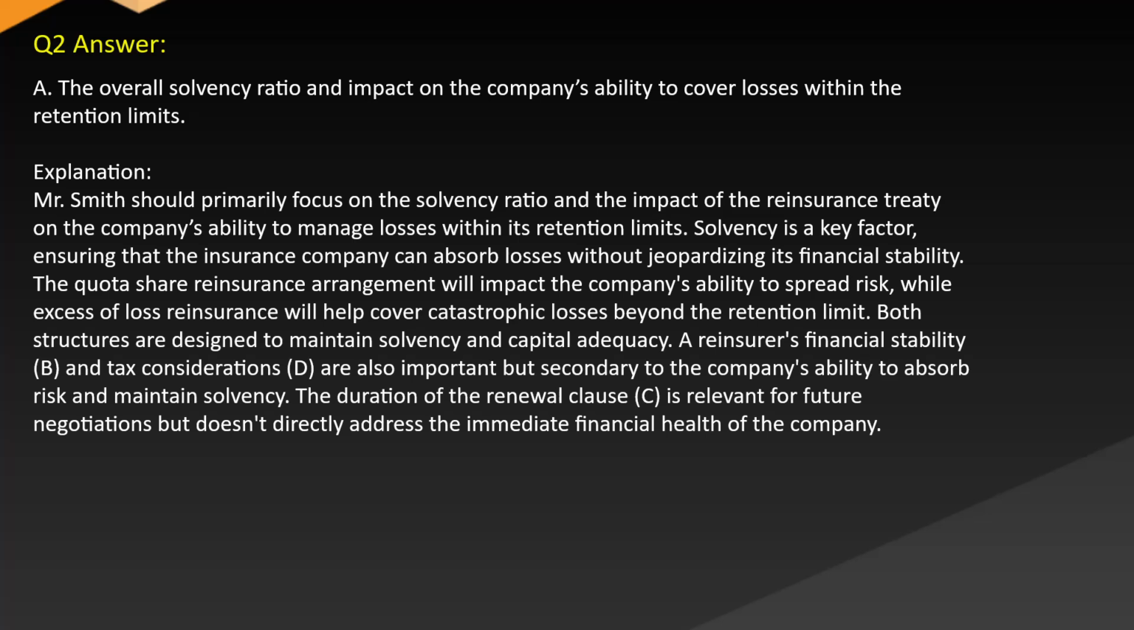Reinsurers' financial stability, B, and tax considerations, D, are also important but secondary to the company's ability to absorb risk and maintain solvency. The duration of the renewal clause, C, is relevant for future negotiations but doesn't directly address the immediate financial health of the company.